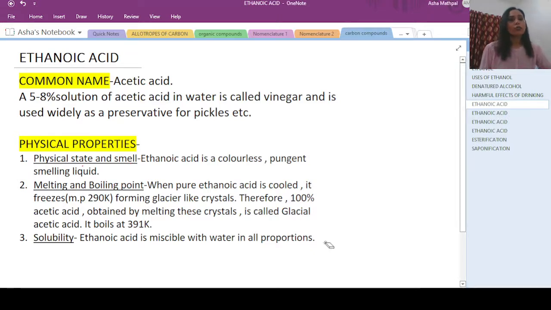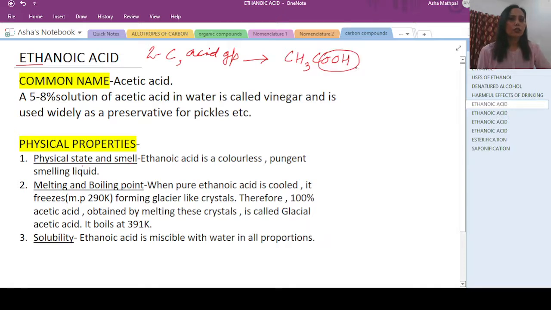Now, ethanoic acid is one of the most important carbon compounds, and as its name tells us, it is a two carbon compound. It is a two carbon containing compound, and it is oic, that is the acid group is there, or the carboxylic group is there. So its molecular formula is CH3COOH. There is a presence of 2C, that is eth, and OOH is the carboxylic acid group here. Its common name is acetic acid.